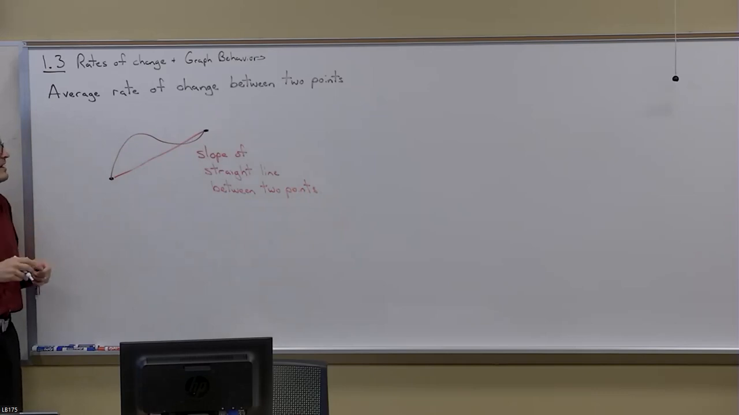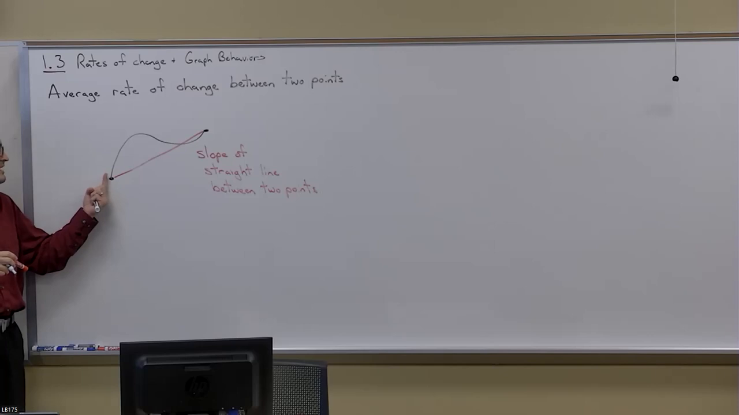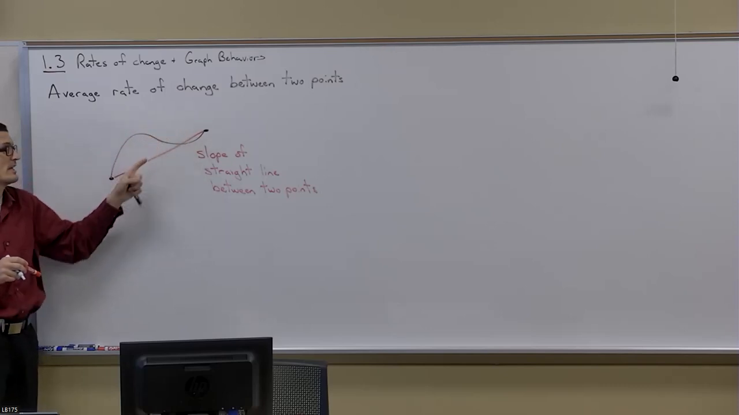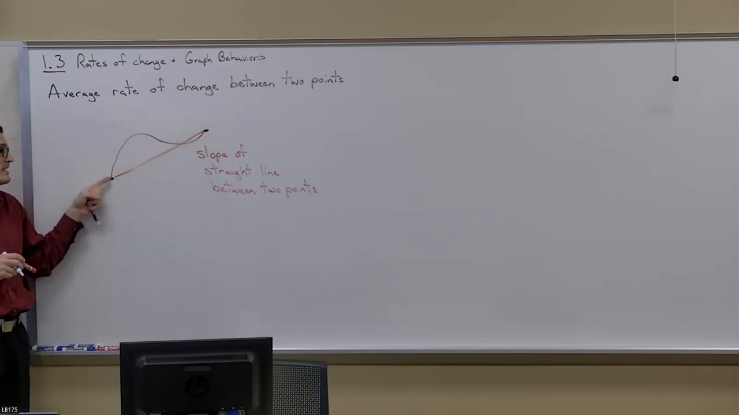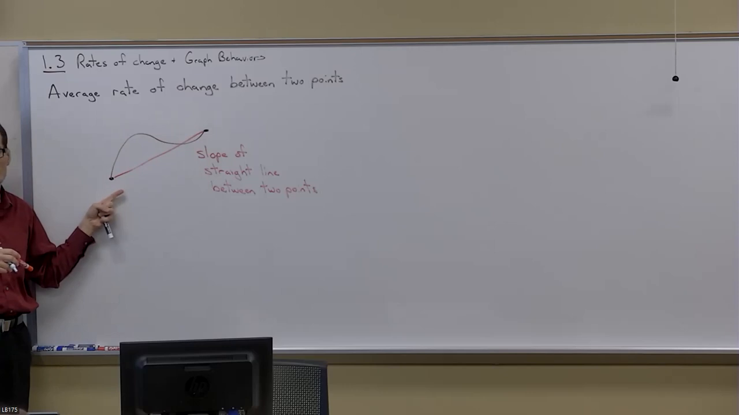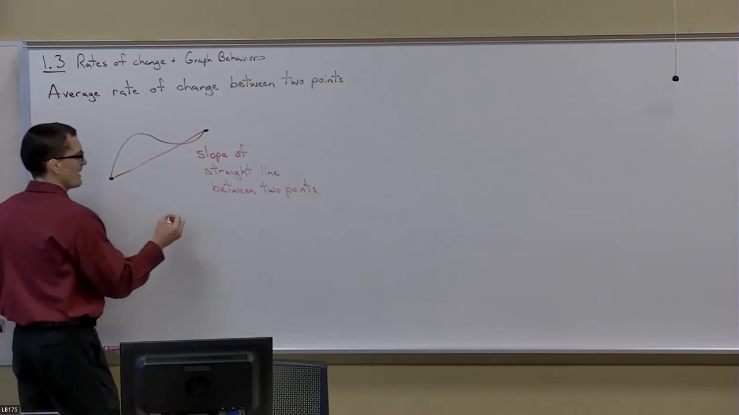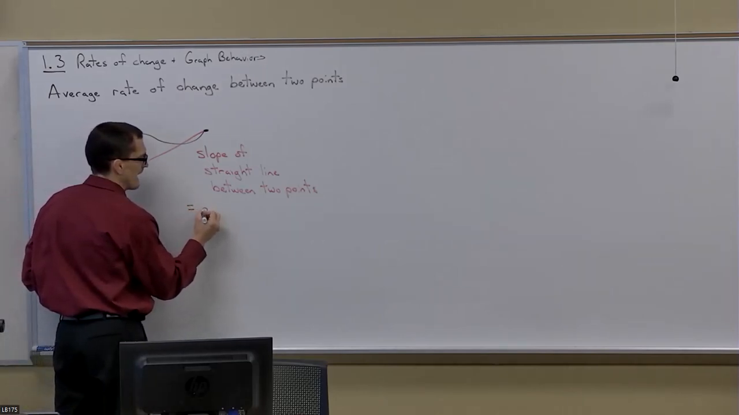So the function itself may not be the straight line, but if you looked at the function, the rate of change here would be higher, and then we'd go lower, and we go higher again, and the average rate of change of this function, of this weird squiggle, would be the same as the slope of this straight line. I get that. So the slope of the straight line between the two points is equal to the average rate of change.